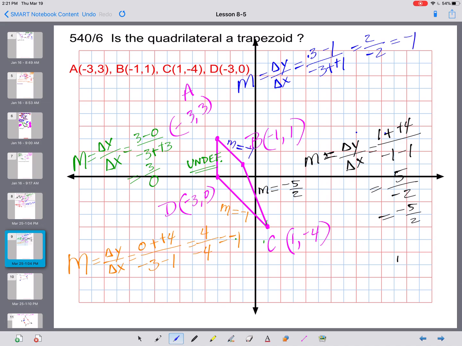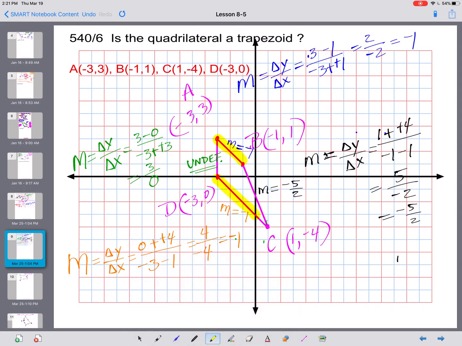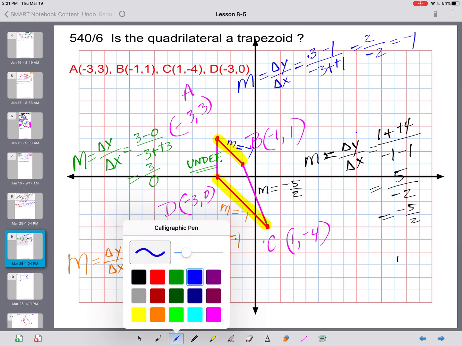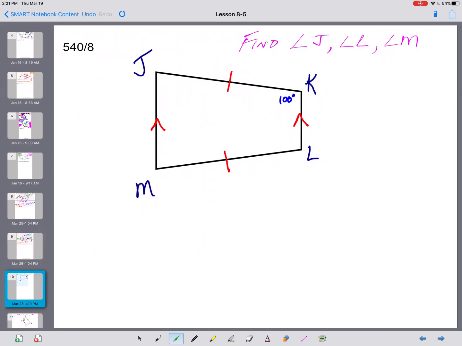Look at that. These two lines right here, they have the same slope. They're parallel to each other. So yes, on this one here, it's a big yes. It is a trapezoid because only two sides are parallel. Keep on going. Hey, number 8, it says find the missing angles.